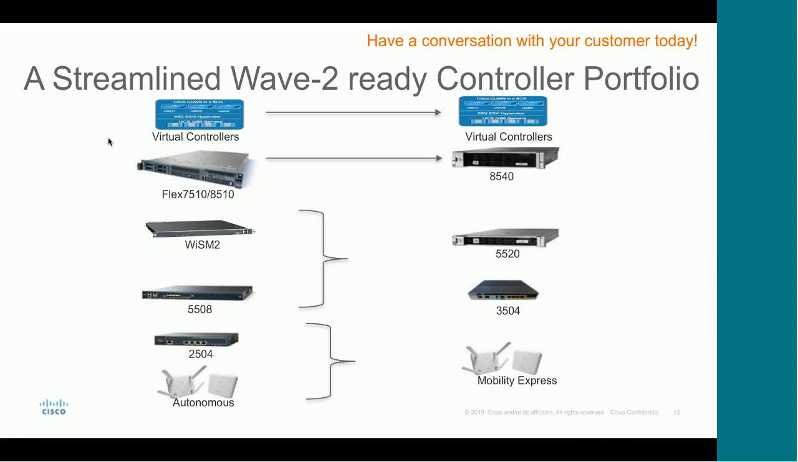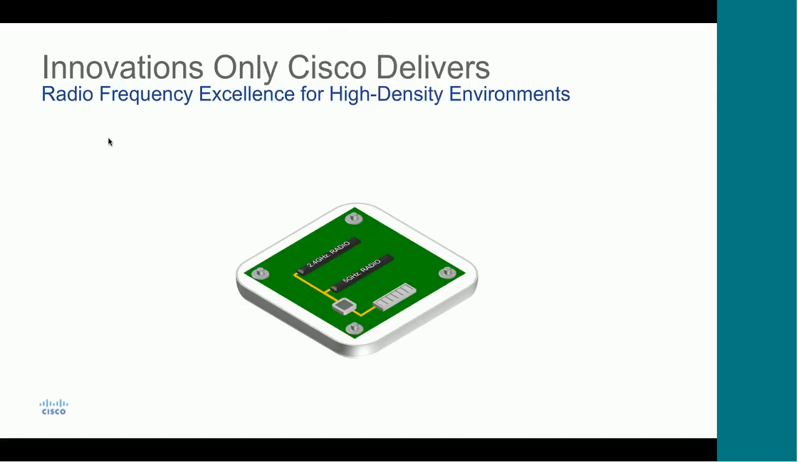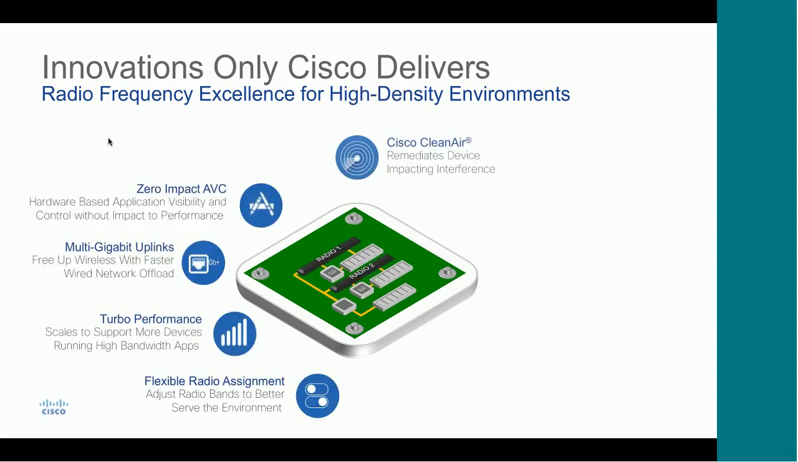We look at the 3504 small medium business controller, and then to the 5520 and the 8540, which are basically for enterprise and larger controller Wi-Fi deployments, especially when we start looking at things like FlexConnect and whatnot. That's where the 8540 and the 5520 are going to come into play. And then we also offer, for those that do not want to have a physical appliance on site, from a Wi-Fi controller standpoint, we actually offer virtual controllers.